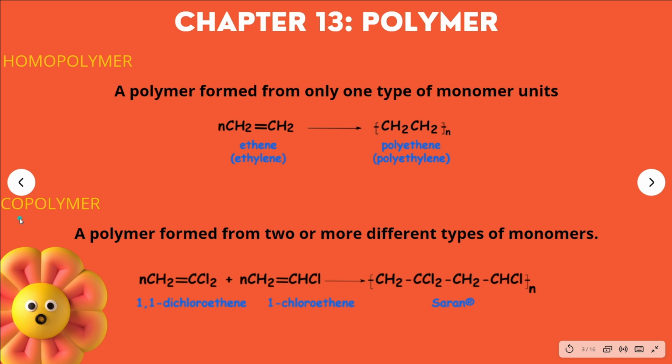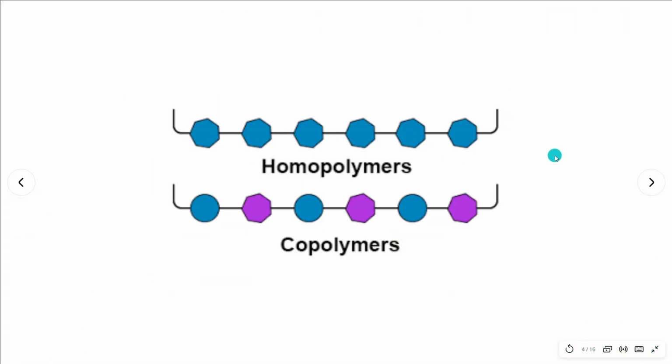Second type of polymer is copolymer, a polymer formed from two or more different types of monomers. For example, polymer saran. It is formed from two different types of monomer, which are 1,1-dichloroethene and 1-chloroethene. This figure shows the difference between homopolymer, that is made up of one type of monomer, and copolymer, that is made up of different types of monomers.